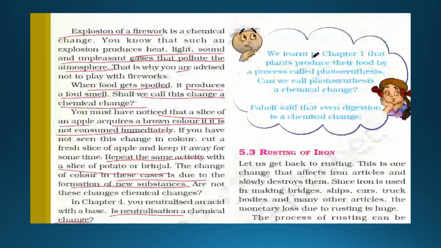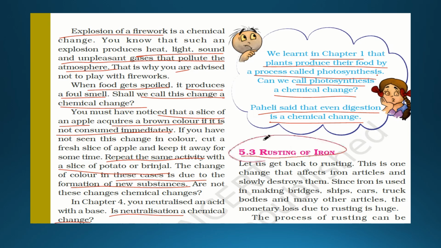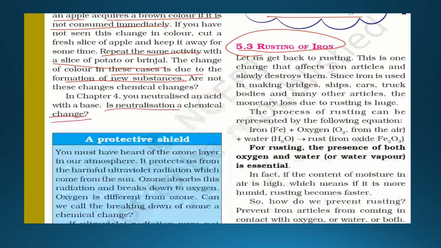We have learned in chapter 1 that plants prepare their food by a process of photosynthesis. Can we call photosynthesis a chemical change? Paheli said that even digestion is also a chemical change. So anything new that is produced from a certain reaction is a chemical change. Now we will just stress on the rusting of iron. Let us get back to that.